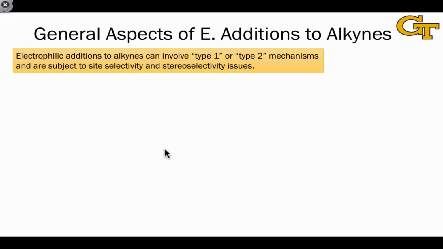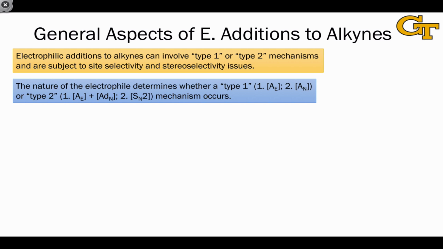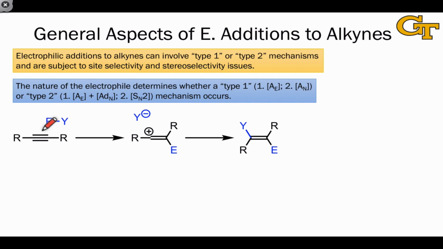As in additions to alkenes, electrophilic additions to alkynes can involve two types of mechanisms, and the nature of the electrophile is really what determines what happens here. In a type 1 mechanism, the alkyne pi bond coordinates to E, the electrophile, and a leaving group potentially leaves.